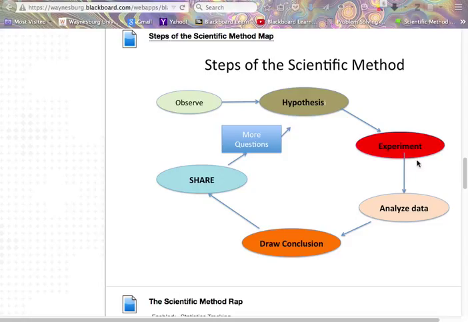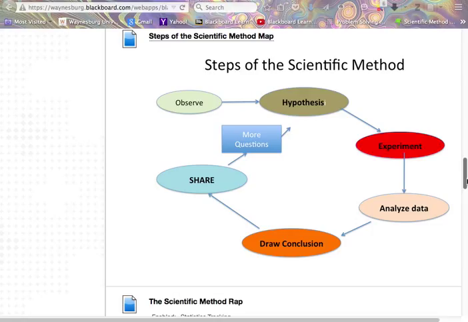The next step is to experiment. You conduct your experiment. During the experiment, you're going to keep excellent records. You may record temperatures. You may record the amount of water, as we talked about with the plant in the next lesson. You may record various data points. You may do mathematical recordings. You might take pictures. You're collecting data.